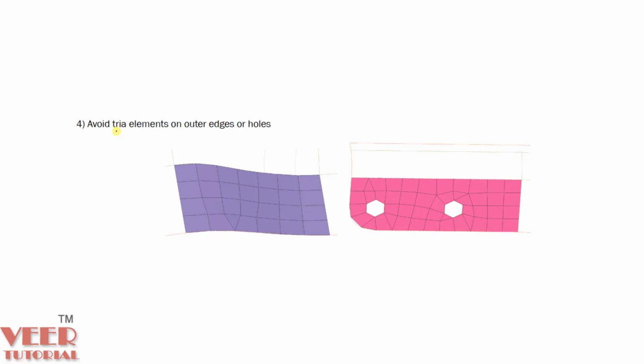Now we have to avoid tria on the outer edge or hole. So let's say this is the boundary of the surface, outer boundary. We have to avoid tria on the outer boundary. Also we have to avoid tria closer to any hole. Here you can see this is something we have to avoid.